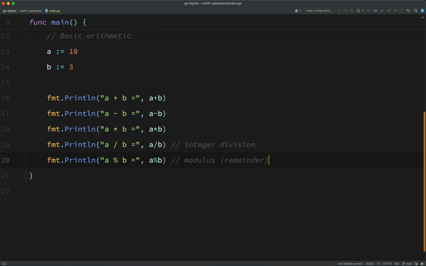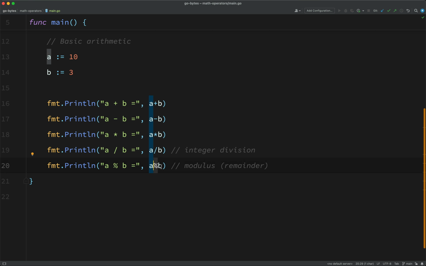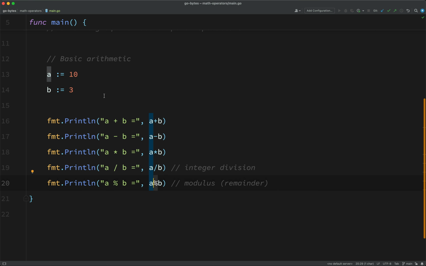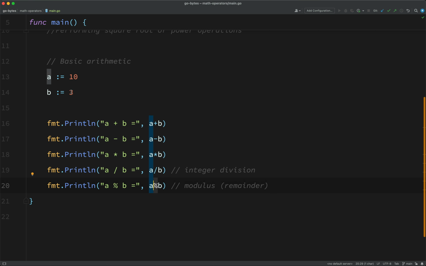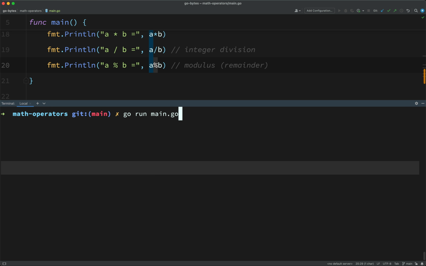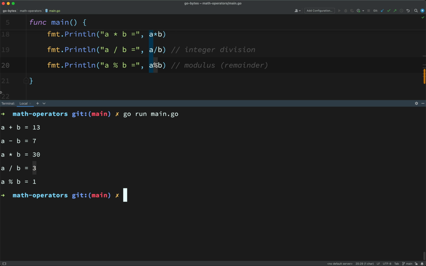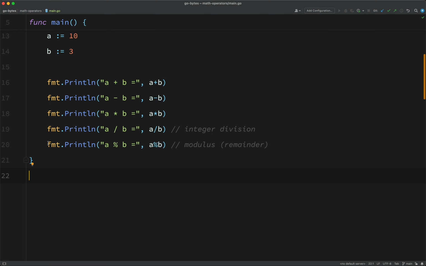You may have also come across modulus. Modulus is this percent sign here, and it gives you the remainder of a division. Here we're going to divide 10 by 3. 3 goes into 10 3 times, and then we have a remainder of 1. And that is what we expect to see. As you can see, A modulus B equals 1. As we progress, I'll introduce some real uses of modulus.